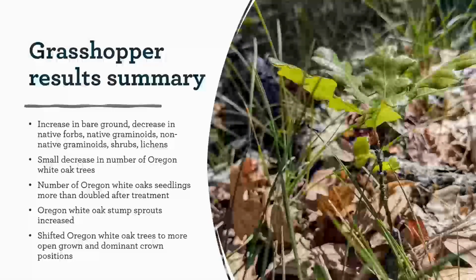One result I didn't highlight yet is that we did see a significant difference in the height of the lowest dead oak limb. So the lowest dead limb height averaged about 8 feet before treatment and then 11 feet after treatment. And that makes sense, that machinery is moving around the unit and would be knocking off some of those lower branches. So it's kind of like limbing happened.